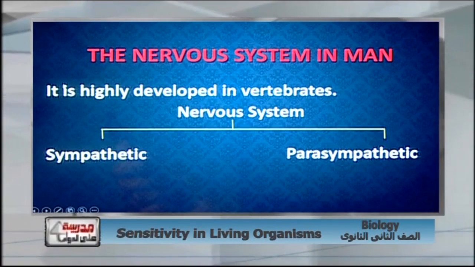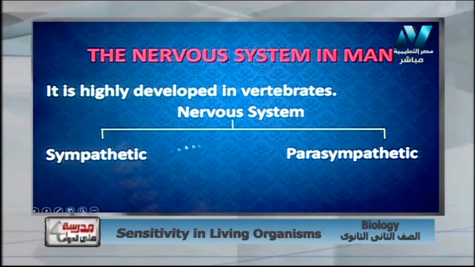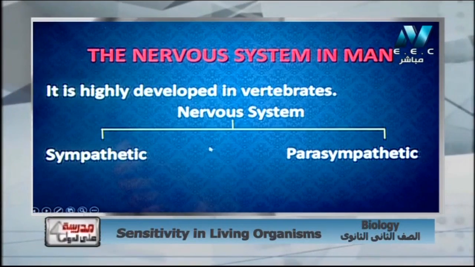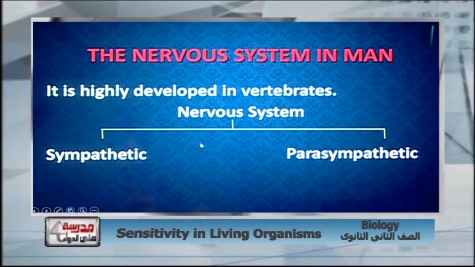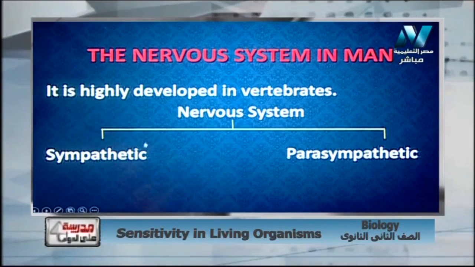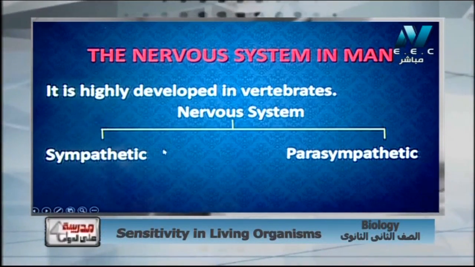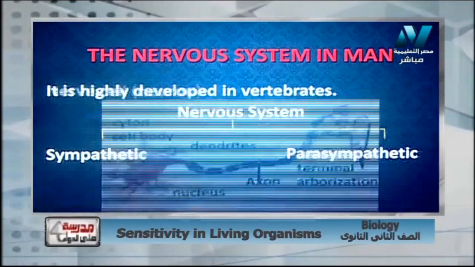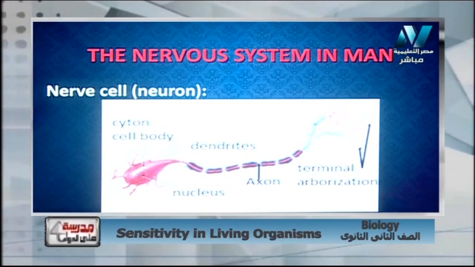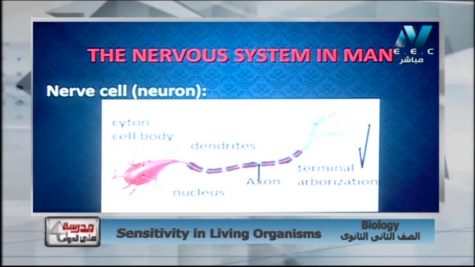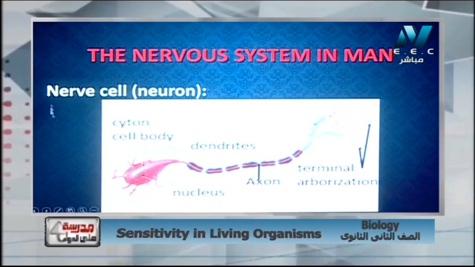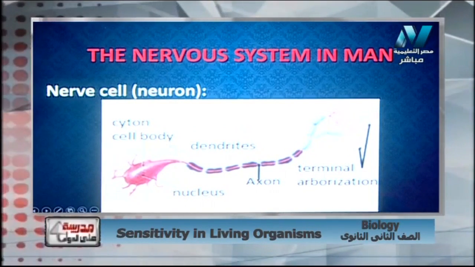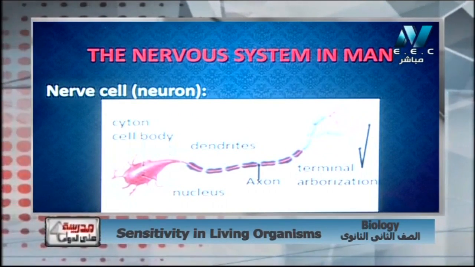The nervous system can also be divided into two groups of organs, the sympathetic nervous system and the parasympathetic nervous system. We are not going to explain this part in detail now; we delay the explanation, and later on we are going to explain it again. The unit of function and structure of the nervous system is the neuron. What is the neuron, or the nerve cell?